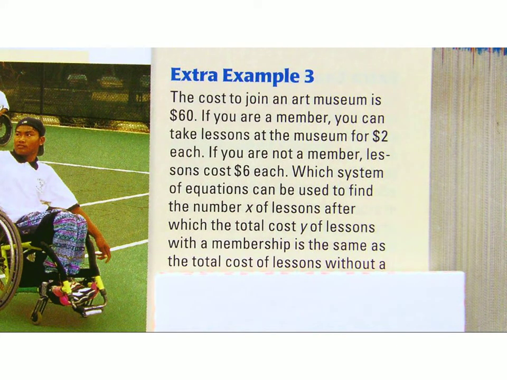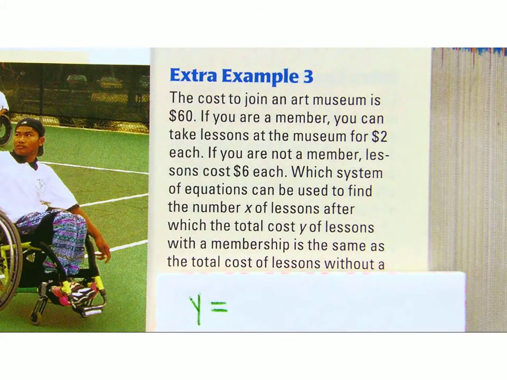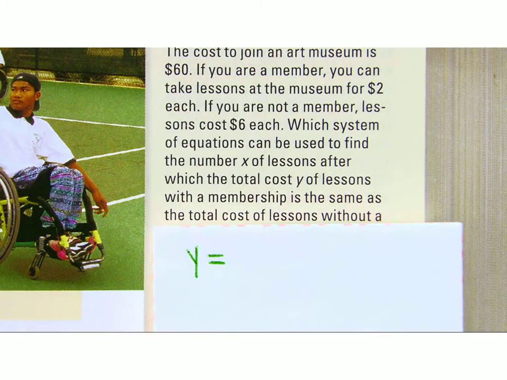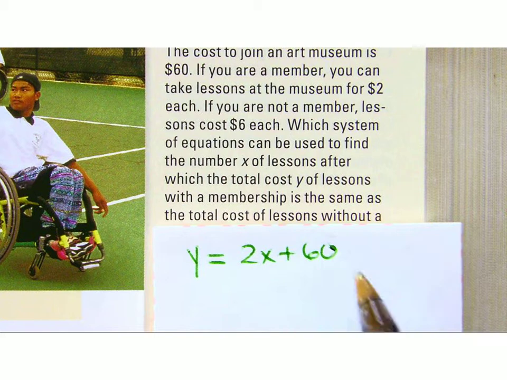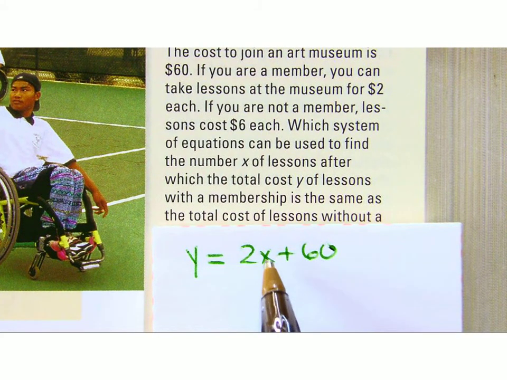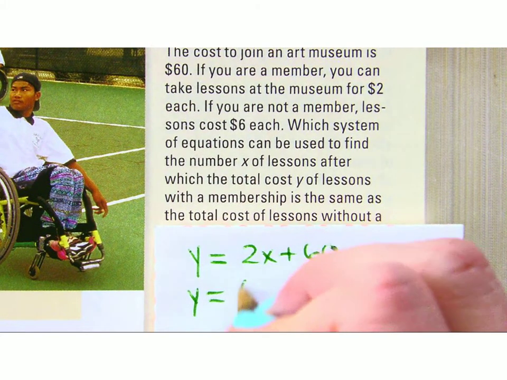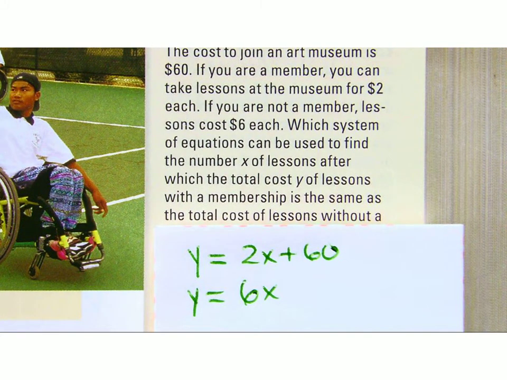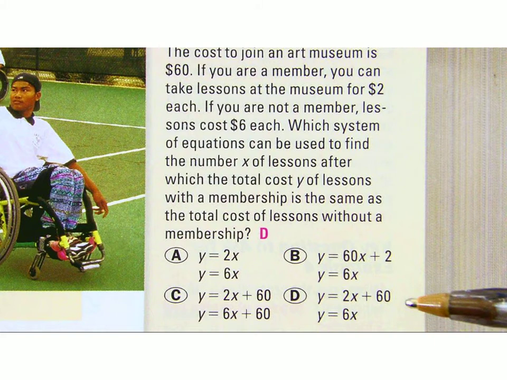So can you come up with 2 equations? What would the first equation be? Y equals what? 2x plus 60, right? Membership fee, cost per lesson. I don't want to be a member. I don't have $60. Oh, well then you better be prepared to pay $6 a lesson. Good? So if I just wanted to know, obviously it's D because it's that.